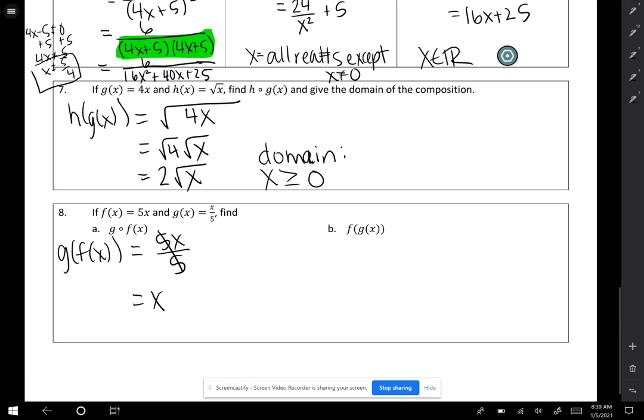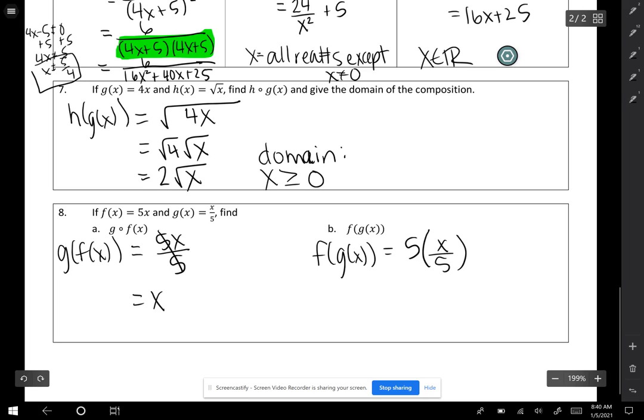For f of g of x, which is part b, I'm going to start with f. So I'm going to put the 5 down, but I'm replacing the x with x over 5. Put the 5 over 1. You can either multiply straight across and then divide, or you can see that these cross cancel, so you just get x.